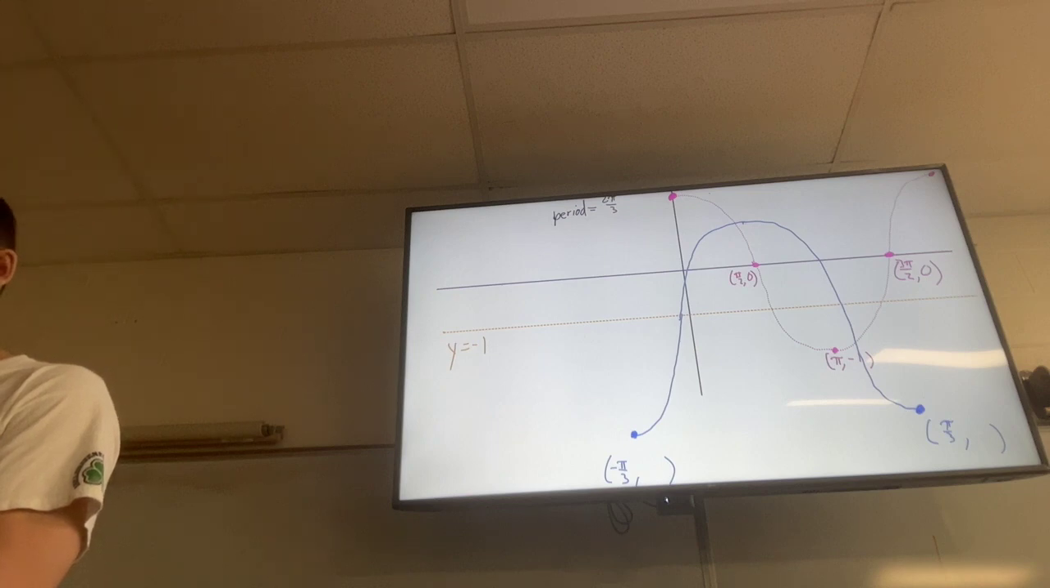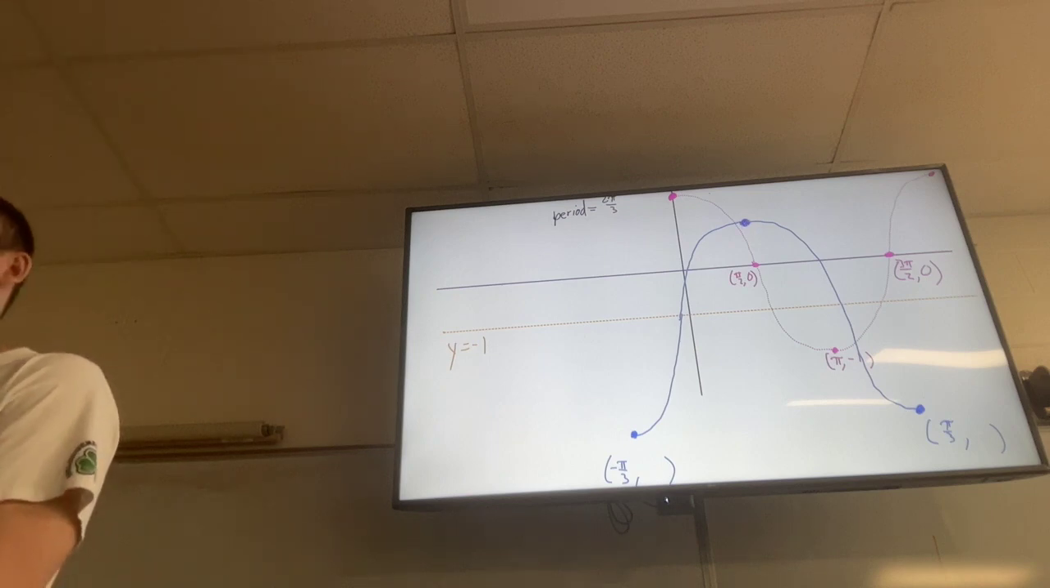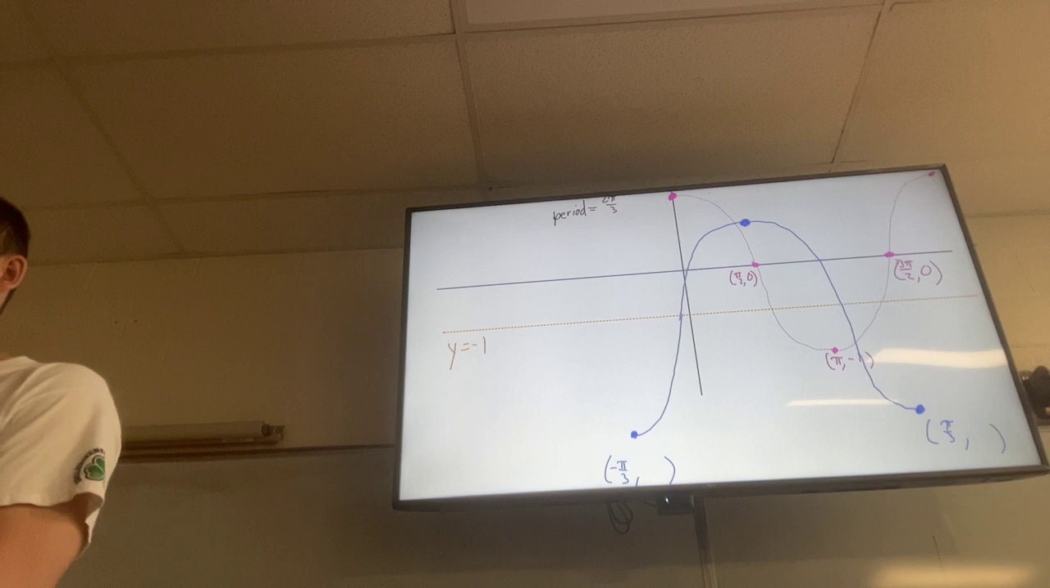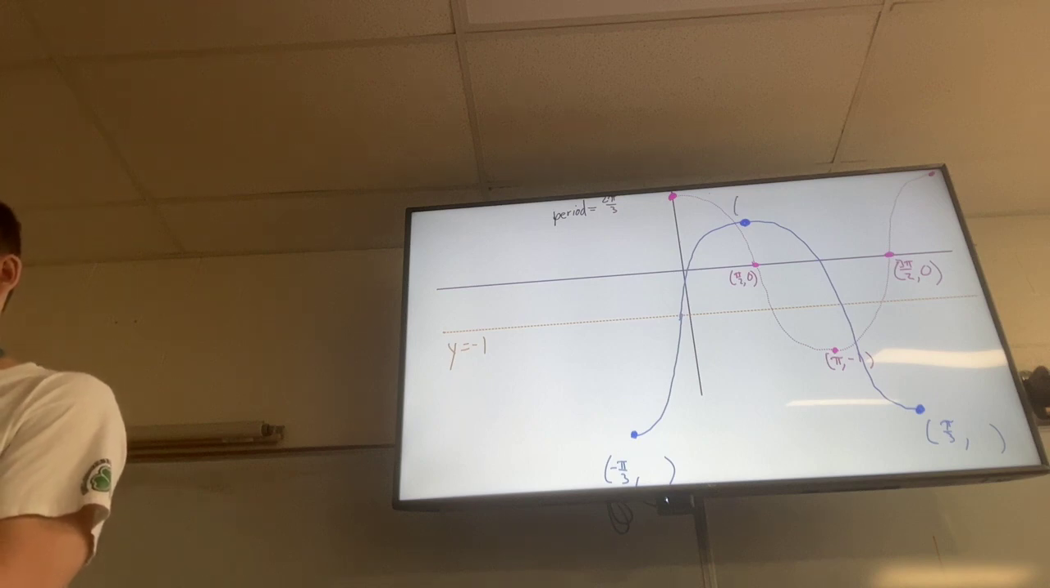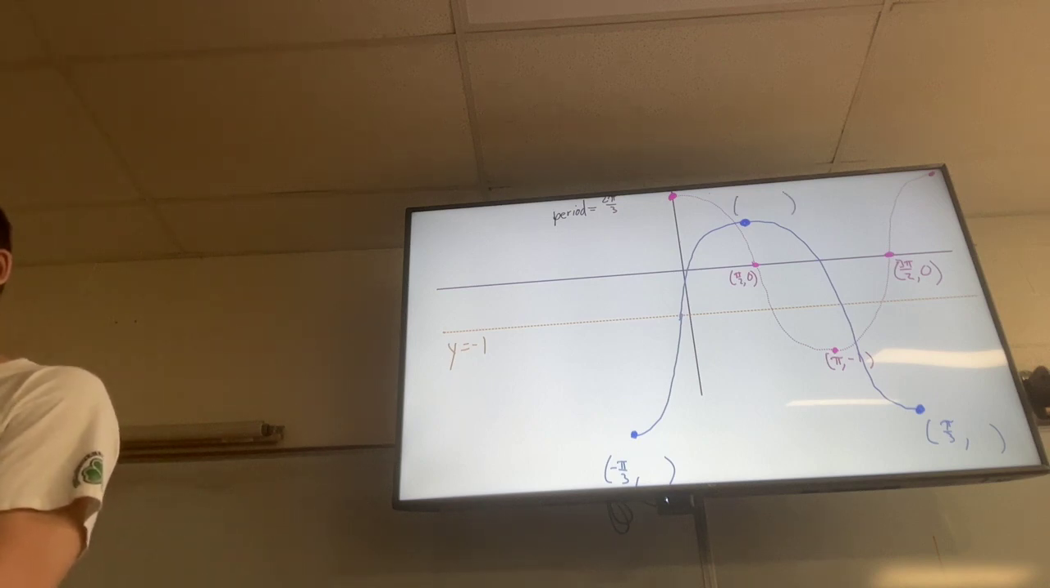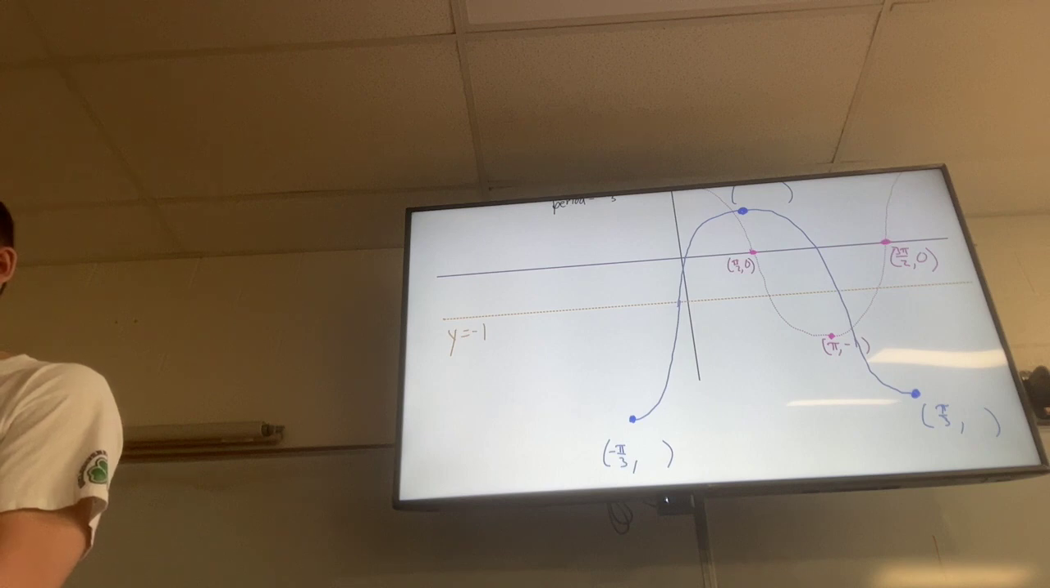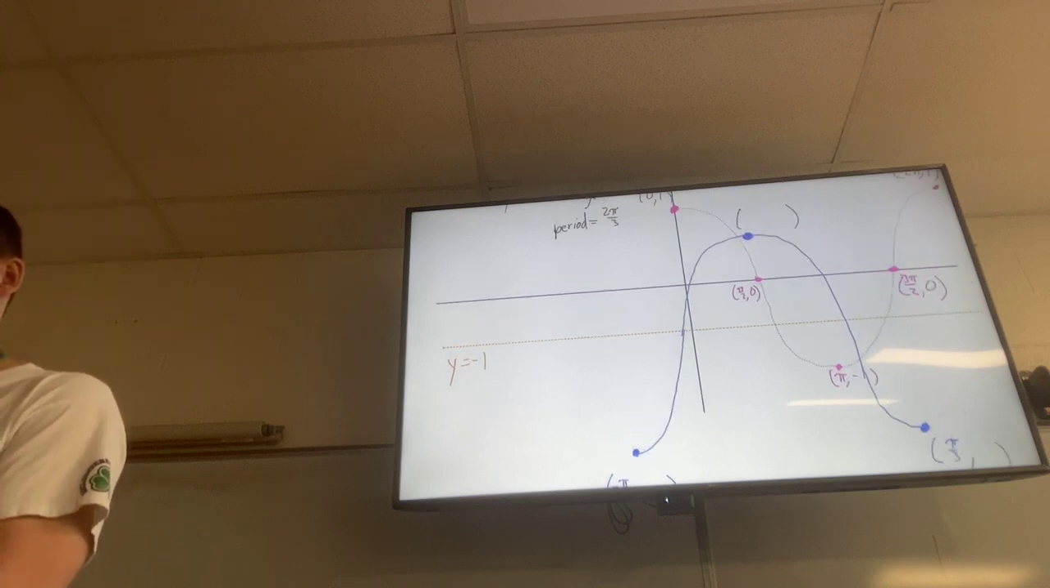This point here at my peak, that x-coordinate is going to be smack dab in the middle of minus pi over 3 and pi over 3, right? So what's that x-coordinate going to be? Smack dab between minus pi over 3 and pi over 3. 0. Okay, that's my x-coordinate.